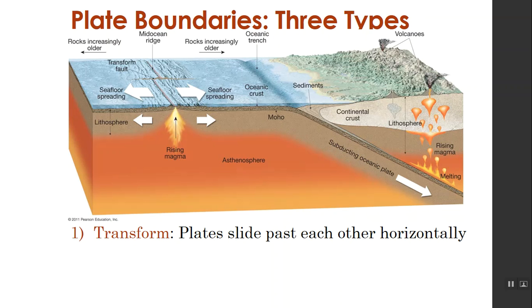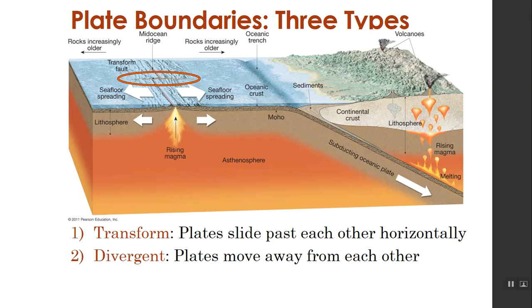So the first one is a transform boundary. And this is where plates are sliding past each other horizontally. We can see those because we can see how this trench was here and this trench was here. And now they're being pulled side by side. If you could see my hands right now, this is much easier to teach in a regular classroom. So transform is plates sliding past each other horizontally.